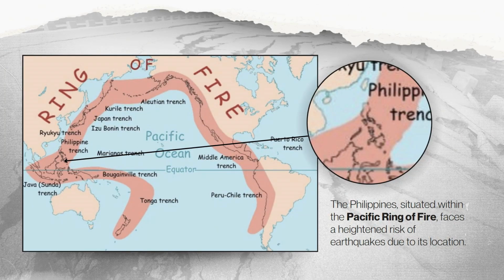Here's the Pacific Ring of Fire, and there's the Philippines. Like I said, it's the reason why we face a higher risk of earthquakes. The Pacific Ring of Fire is an area known for its high seismic activity due to tectonic plate boundaries. It encircles the Pacific Ocean, where about 90% of the world's earthquakes occur, including the Philippines.